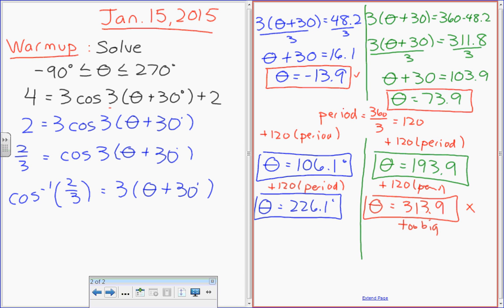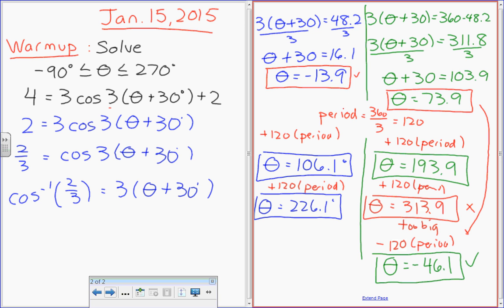Remember coterminal, we said we could add the period positively or negatively, right? So in this case, we're going to use this right here, and we're going to subtract 120, which is the period. Which is, oh boy, I'm having a bad day, 46.1, negative 46.1. Someone can confirm those numbers for me, because that's done in the head.